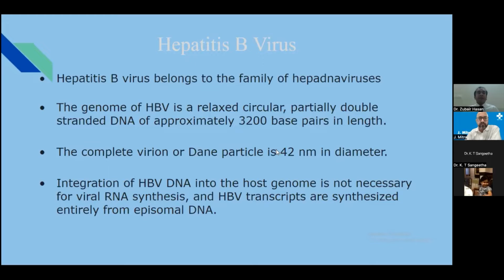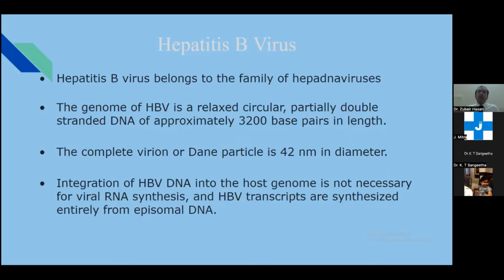Now, what is this hepatitis virus? More of it will be told in detail by our microbiologist of the panel, but it is a virus belonging to the family of hepadnaviruses. The genome of HBV is a relaxed, circular, partially double-stranded DNA of approximately 3,200 base pairs in length. It's a very small DNA actually, right? And the complete virion, or the Dane particle, is about 42 nanometers in diameter.